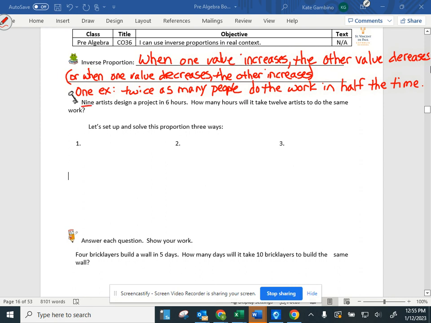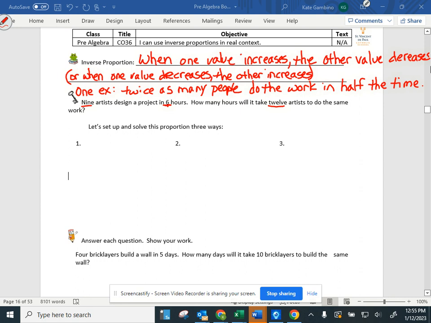If we're going from 9 to 12, we have an increase. So then our other number is going to decrease. So if we're at 6, we know our answer is going to be smaller. So that's the way that we logically check. Does this make sense? If we know one set of numbers goes up, our answer is going to go down. Aiden? Well, I have to show you how we're going to solve it. So I'm going to show you how we come up with those answers.